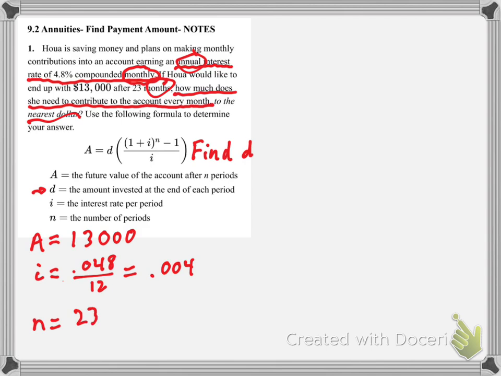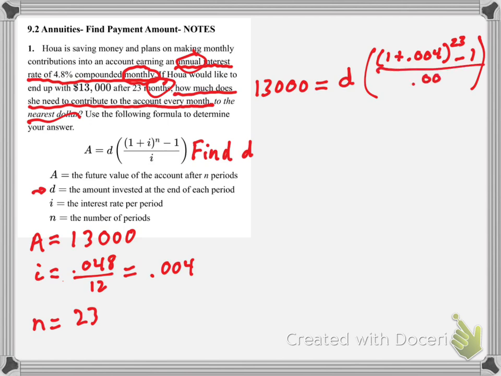So now here's what our formula looks like. Now instead of A equals like in the first section, now it's 13,000 equals D times 1 plus 0.004 to the 23rd power, and then the minus 1, and then it's over 0.004. Okay, now, here's what we're going to do. We are going to make this easy on ourselves.